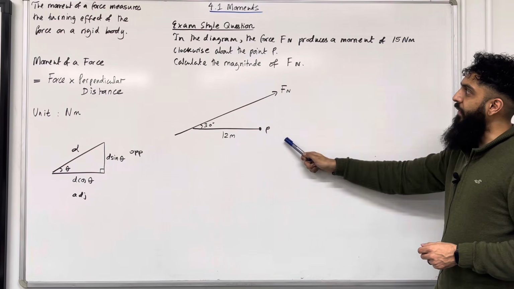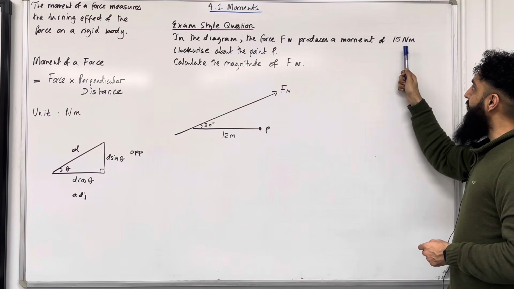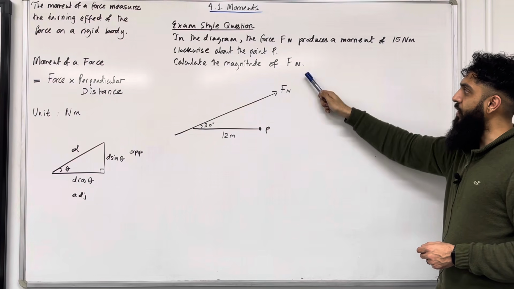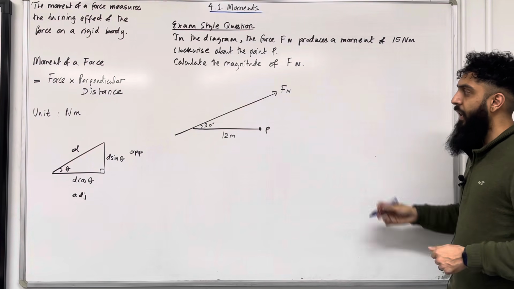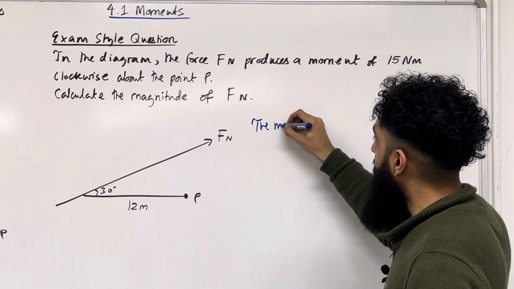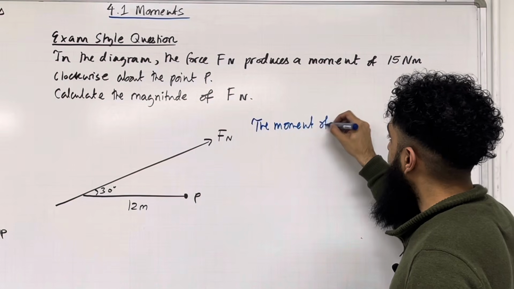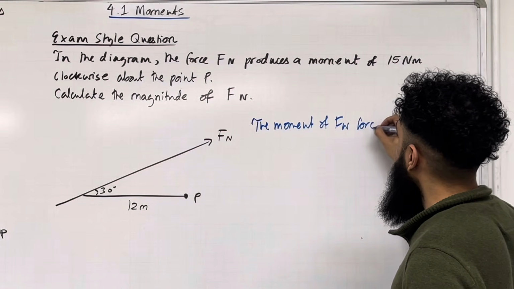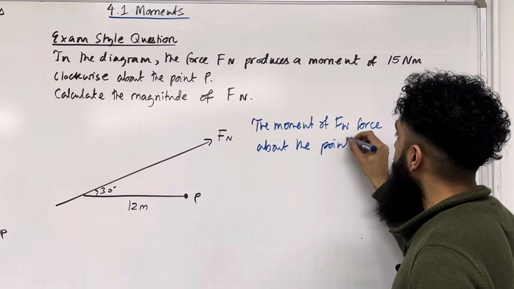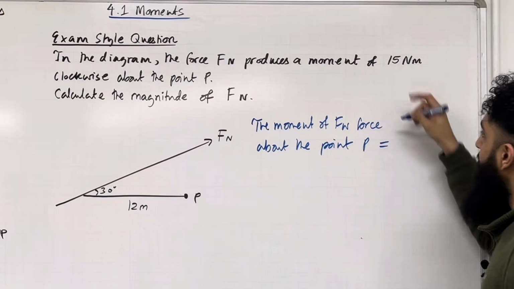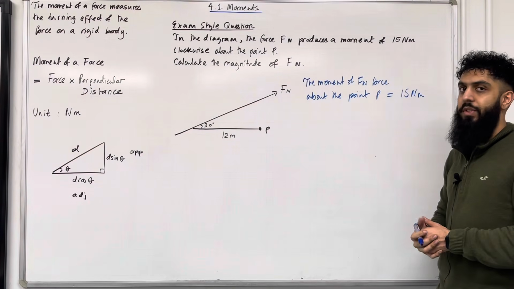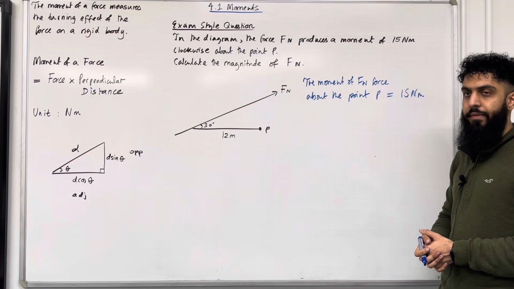In the diagram, the force F Newton produces a moment of 15 Newton meter clockwise about the point P. Calculate the magnitude of F Newtons. Ladies and gents, firstly, we know that the moment of F Newton force about the point P is given by 15 Newton meter. So I'm going to be using that result to generate an equation involving F.